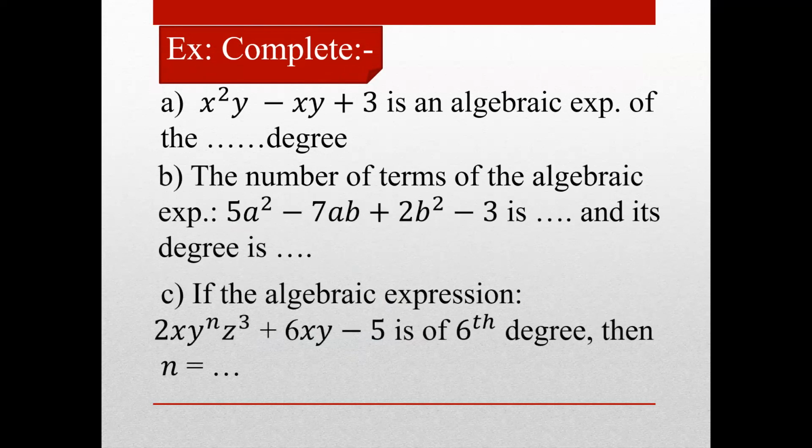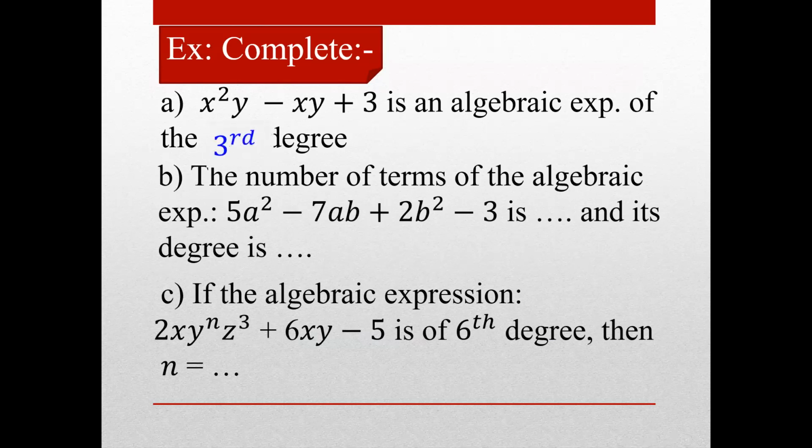x power 2y minus xy plus 3 is an algebraic expression of what degree? The greatest term here is x power 2, y power 1. So the first term is of third degree, the second term of second degree, the third term of 0 degree. So the greatest one is the first term with the third degree, so the whole expression is of the third degree.